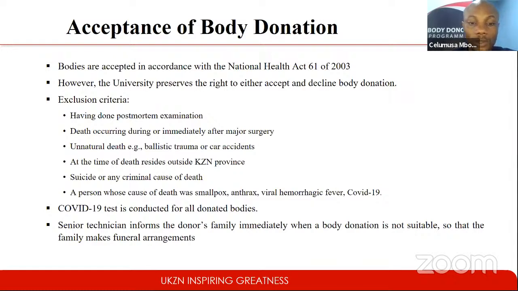Lastly, the cases where a person will die because of smallpox, anthrax, viral hemorrhage fever, or COVID-19. In all of those cases, we don't accept because of the health and safety measures that we have put in place. So for COVID-19, as it is part of the bodies that we don't accept, for all the bodies that we accept in the department, they have to be tested for COVID-19. And then if the result comes back from the lab that they're positive, we immediately contact the family and inform them so that they can make funeral arrangements.